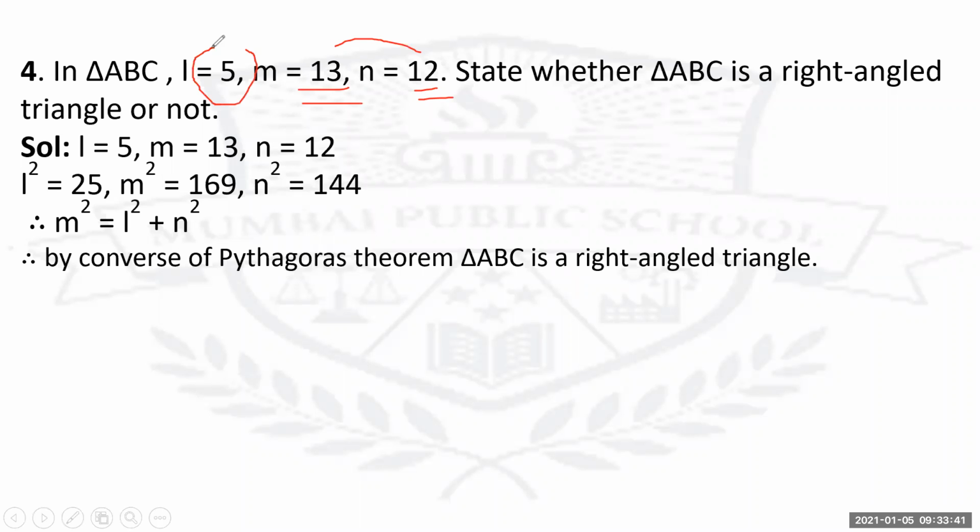And when you have 5 in relation with these two numbers, that means this is a Pythagorean triplet. So the highest or largest number is 13. You get 13 square equals 5 square plus 12 square. You'll get 169 equals 169. So by converse of Pythagoras theorem, triangle ABC is a right angled triangle. Is this clear?